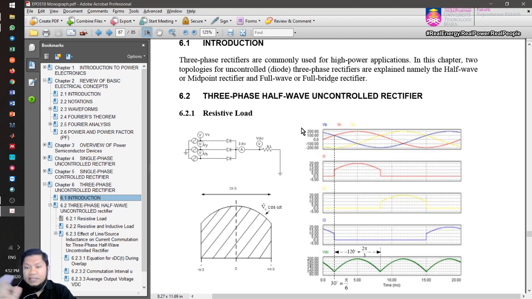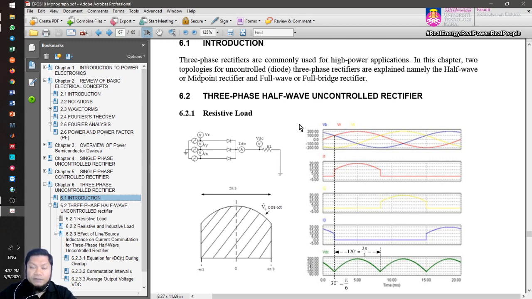Okay, and we have another topology which is full wave or full bridge rectifier, and that also has a name. It is also known as a six-pulse rectifier. Sometimes the question will test you whether you know all these terms: three-phase, half wave, full wave, full bridge, midpoint rectifier, six-pulse rectifier, three-pulse rectifier. So you have to know which is which. Okay, so we're going to discuss first the circuit of the three-phase half-wave rectifier.